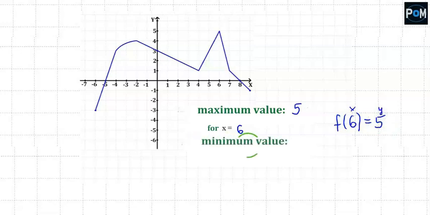What is the minimum value of this function? The minimum value means the lowest point. The lowest point of the graph is here, and this lowest point is at the level of -3. The minimum value of the function is -3. And that minimum, -3, is taken for x equals -6. For x equals -6, which is here, the function's value is the smallest, and it is -3. f of -6 equals -3.